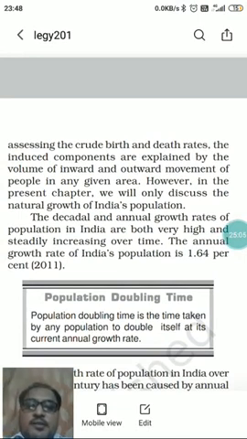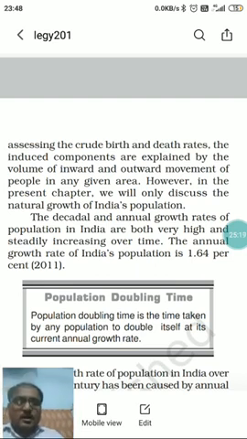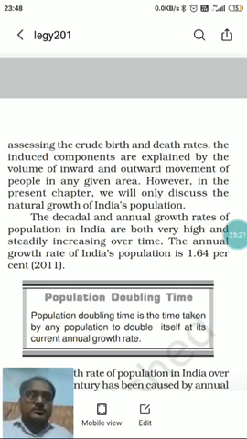The next concept here is decadal and annual growth rate of population in India. We will look into this, that the decadal and annual growth of population in India are both very high and steadily increasing over time. Decadal growth in population or decadal change in population is calculated in terms of the time between two censuses, that is 10 years, means last census and this census.